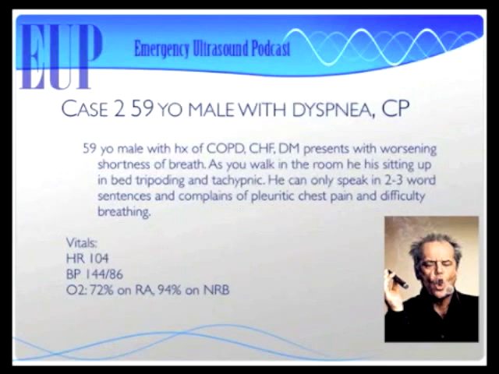Oh, you're not going to trick me. This is the same guy. He's got a CHF exacerbation. No, it's not. It's a different picture. Oh, okay. So the heart rate's 104, the blood pressure is 144/86, his oxygen sats are 97%, or excuse me, 72% on room air, and 94% on a non-rebreather.